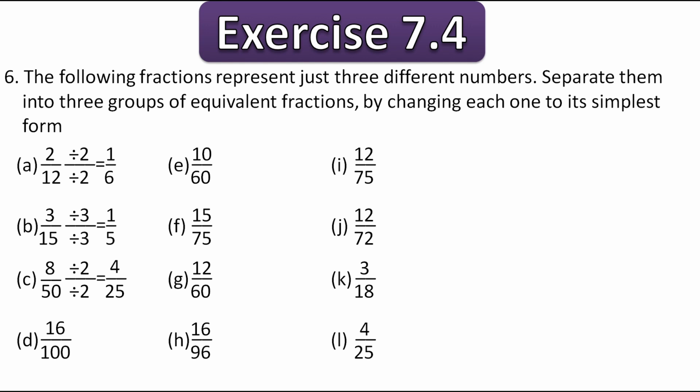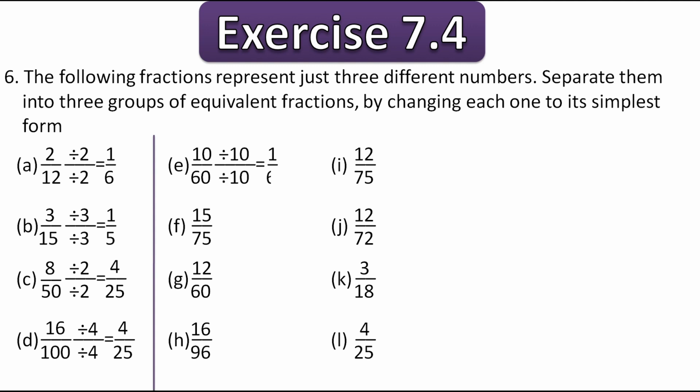Okay, now here 16 upon 100 should be divided by 4, so that we are getting the answer as 4 4s are 16 and 4 25s are 100. Next here we will divide it by 10. We are getting the answer as 10 ones are 10, 10 6s are 16. Here we have to divide by 15. 15 ones are 15, 15 5s are 75.